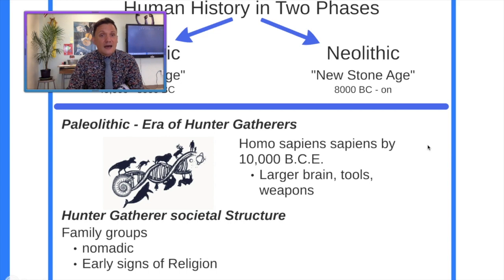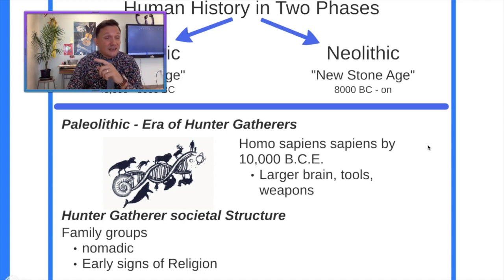Nomadic means, and you need to jot this down if you don't already know what it is, people that move from place to place to find food. So let's say hypothetically my B period, we're a nomadic band of people. We would be a band because civilization goes band, tribe, chiefdom, state. If we were a band of individuals, because there's only about 25 of us, as nomadic hunter-gatherer Paleolithic era people around before 8,000 BC, we move to find our food.